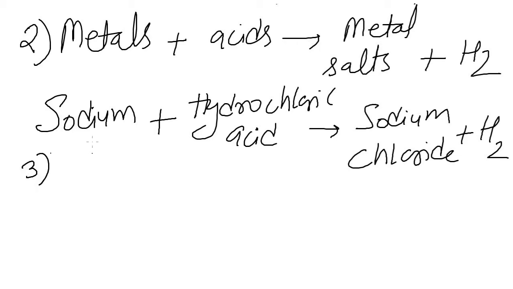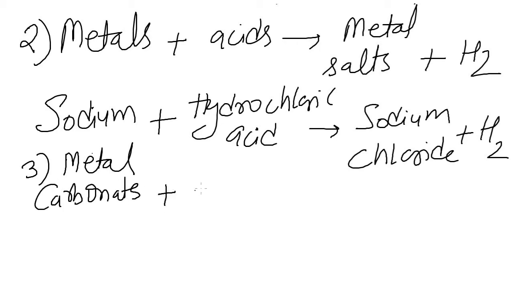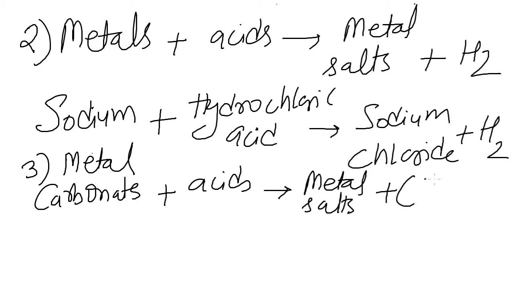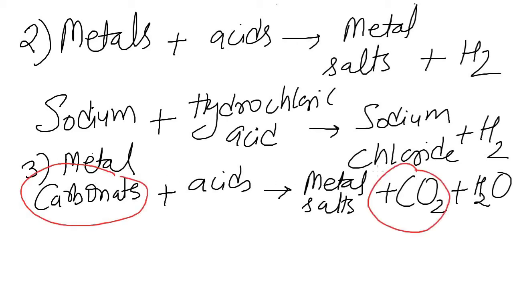Then the third reaction you're supposed to know is the reaction between acids and metal carbonates. Let's first write the common equation, and then we'll take an example. So metal carbonates plus acids, they give you metal salt plus carbon dioxide plus water. Okay, so remember like this, you have the carbonate here, right? That's why there will be formation of carbon dioxide, right?